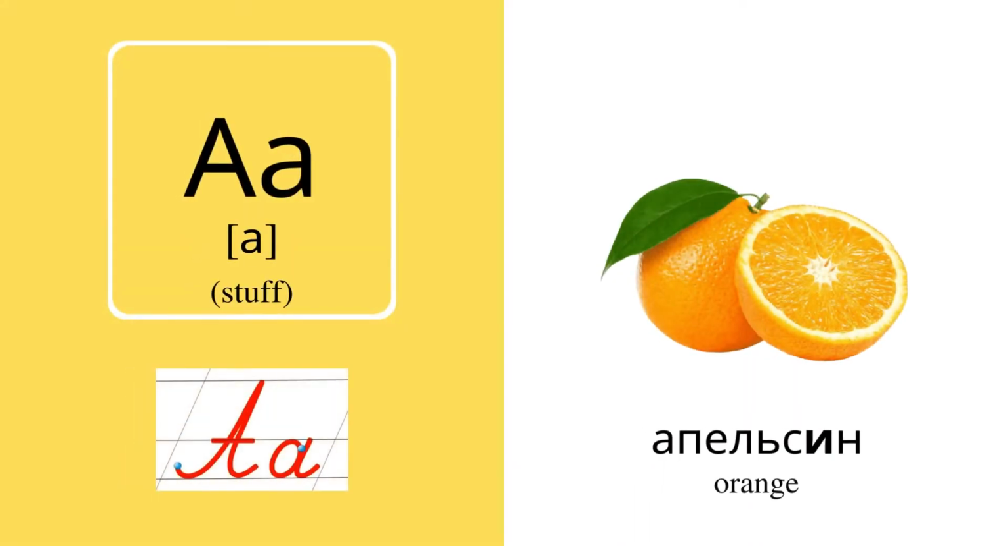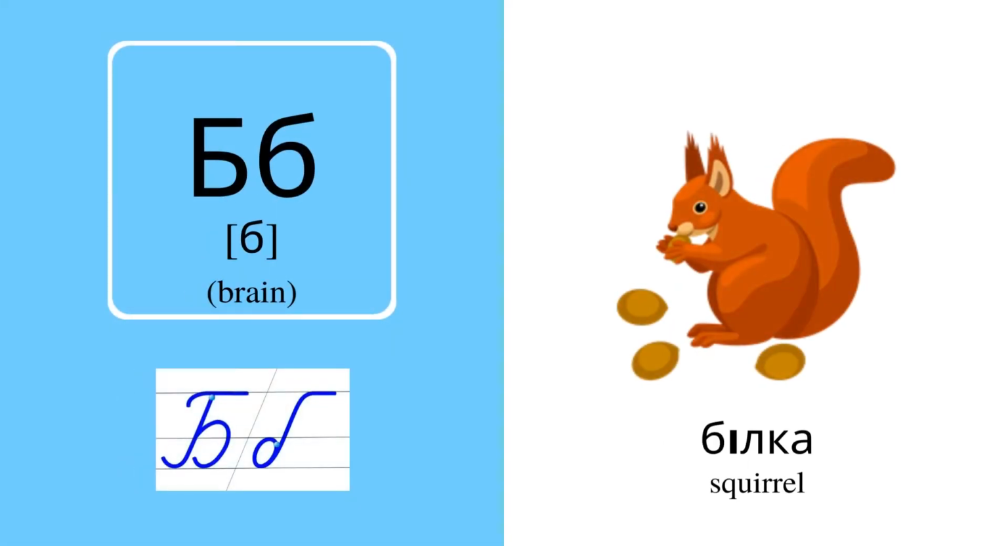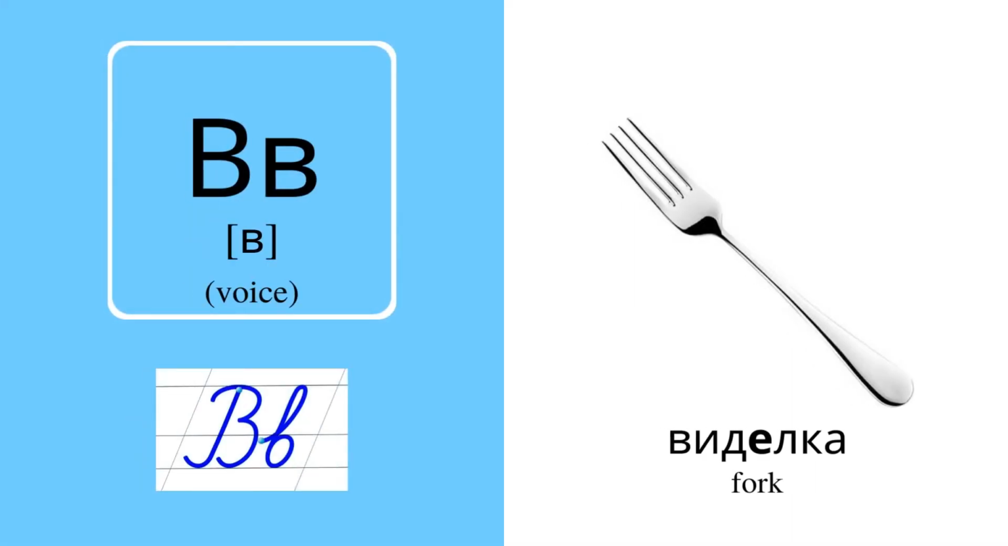The first letter А denotes sound A, like in staff. For example, апельсин. The next letter Б denotes sound B, like in brain. For example, білка. В denotes sound V, like in voice. Виделка.